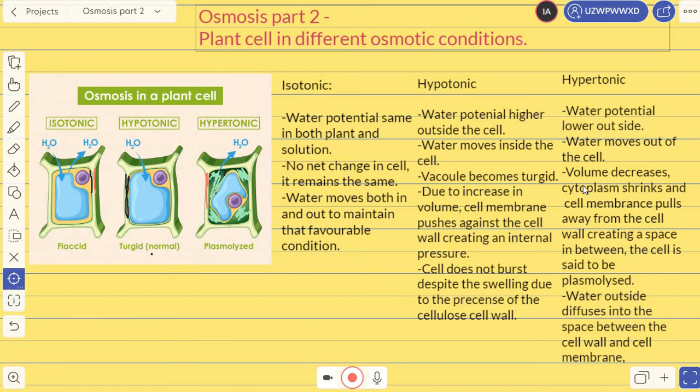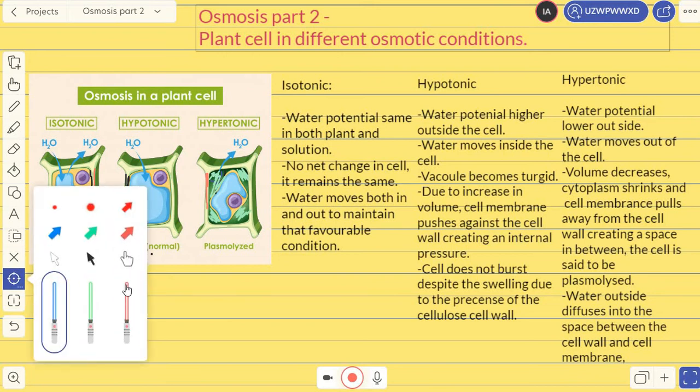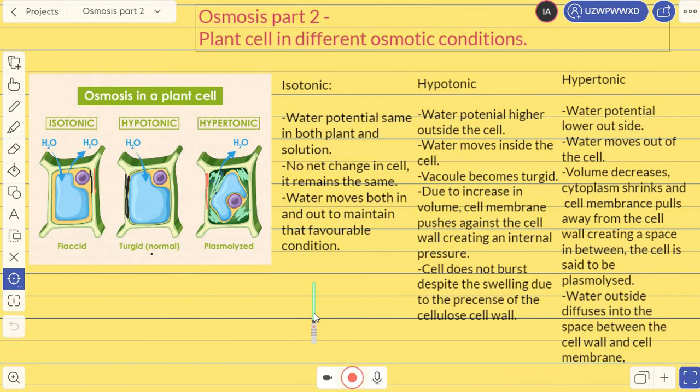So what happens is that the cell membrane pulls away from the cell wall, creating a space in between the cell wall and the cell membrane. And when this happens, the cell is in a state of plasmolysis, or it is said to be plasmolysed. Plasmolysis or plasmolysed means when the plant cell has lost too much water, due to which the vacuole and cytoplasm shrink or get smaller, due to which the cell membrane pulls away from the cell wall, leaving this internal space between the cell wall and the cell membrane.